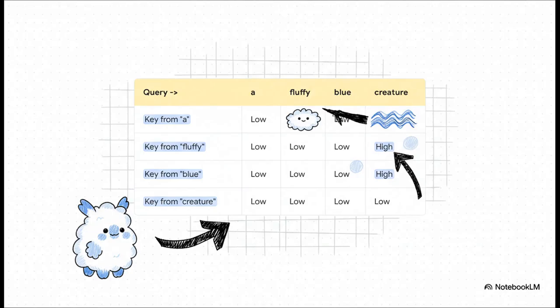Okay, so how does the model know which answer is the best? Well, it calculates a relevance score between every single question and every single answer. This creates a grid, like the one you see here, called an attention pattern. And look at those high scores. That's the model realizing there's a super strong connection when the question from creature lines up with the answers from fluffy and blue. It's like a bright, flashing light telling the model exactly where it needs to pay attention.